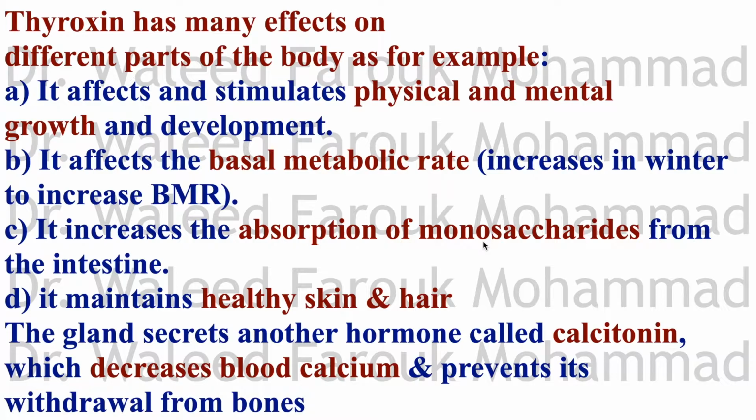Okay, and there's another hormone secreted by the gland which is called the calcitonin. Calcitonin decreases calcium in blood by preventing its reabsorption, withdrawal from bones. Okay, so it decreases blood calcium, calcitonin, remember that. It's secreted from cells in the thyroid gland called the parafollicular C cells, but you're not supposed to know that now, just that there are other types of cells in the thyroid gland that secrete calcitonin, which is another hormone secreted by the gland.